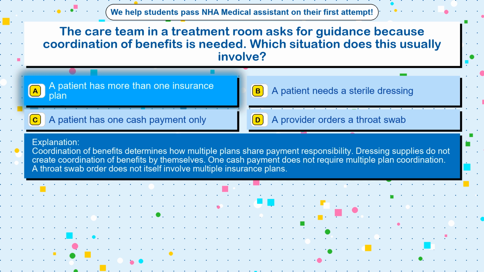Coordination of benefits determines how multiple plans share payment responsibility. Dressing supplies do not create coordination of benefits by themselves. One cash payment does not require multiple plan coordination. A throat swab order does not itself involve multiple insurance plans.